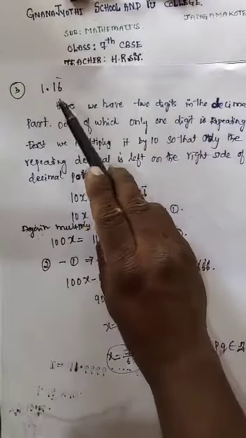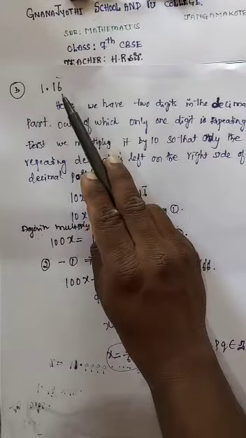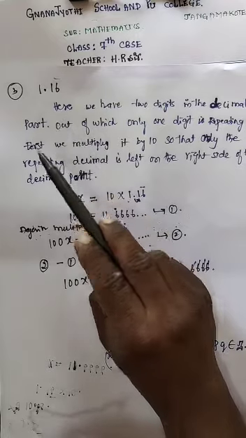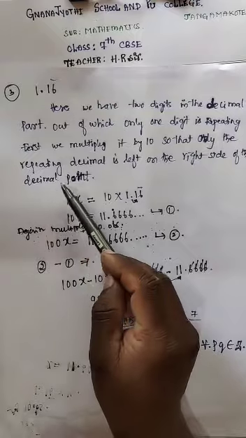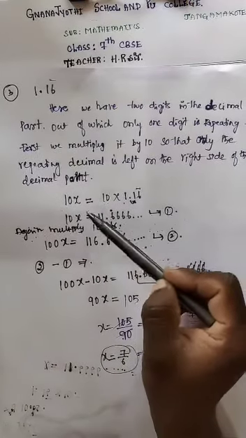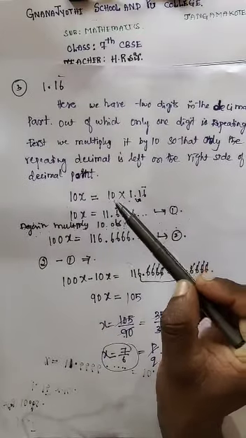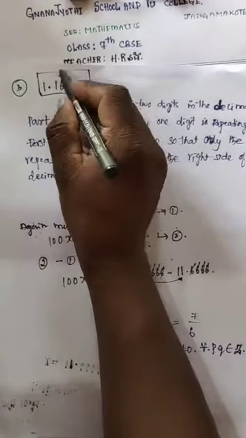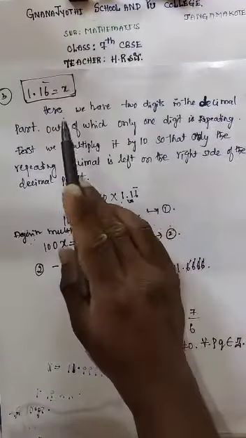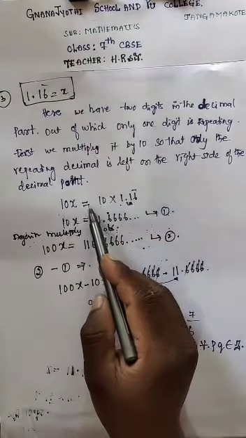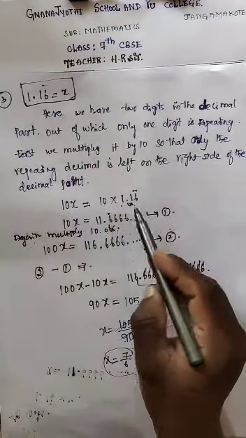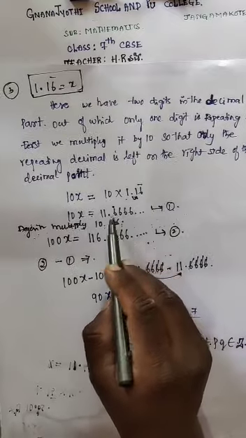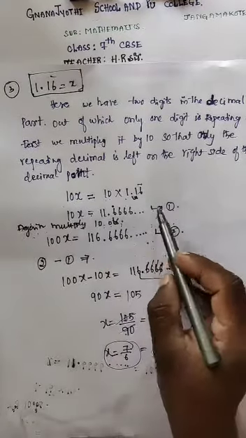Here we have 2 digits in the decimal part, out of which only 1 digit is repeating. So first we multiply by 10 so that only one repeating digit is left on the right side of the decimal point. Let x be 1.16 bar. So first we multiply 10 on both sides. 10x is equal to 10 into the given decimal, which is 11.66 bar. Call it equation number 1.